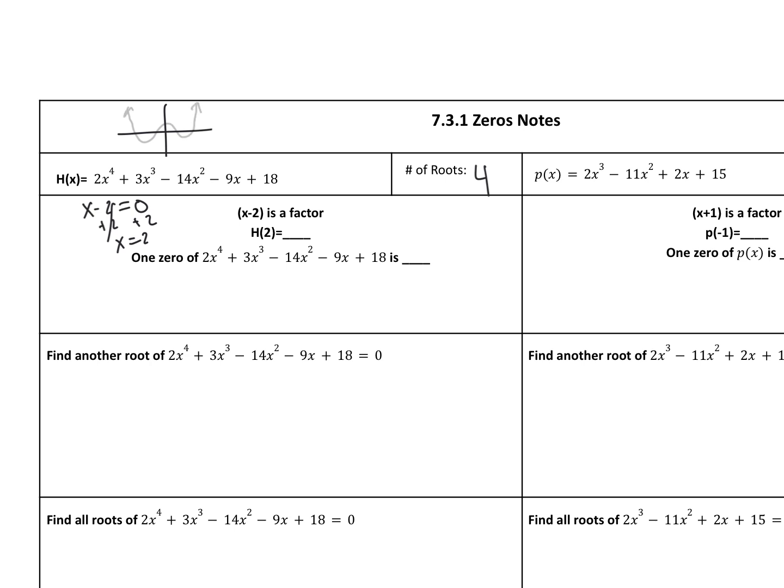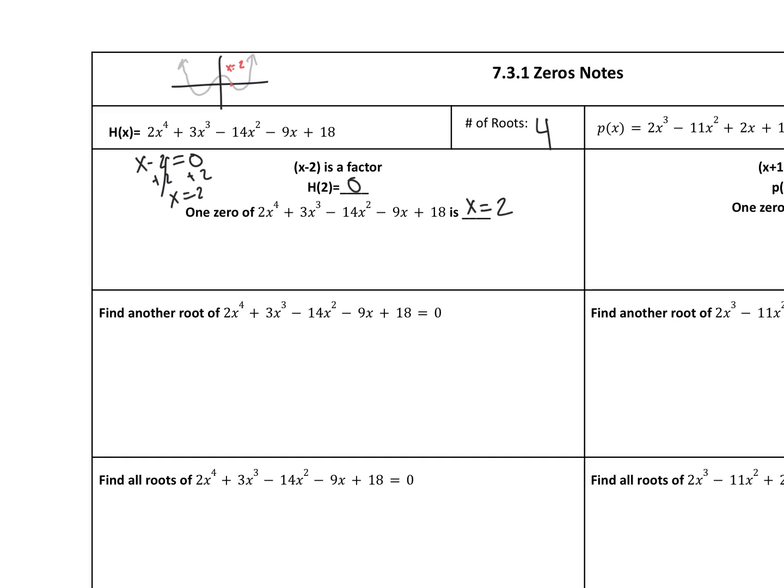So maybe my graph looks something like this. It's a rough sketch. I don't really know what it looks like, but because x minus 2 is a factor, I do have a root here at x equals 2. That means my function value at that point is 0. So h of 2 is equal to 0. So one zero of this polynomial is x equals 2. Since I know that, I can use that root or that factor to divide my polynomial and find the other roots or the other factors.